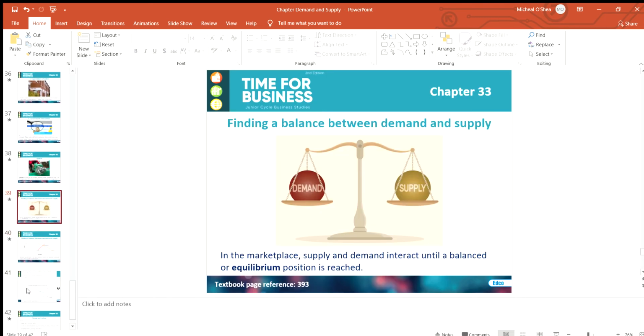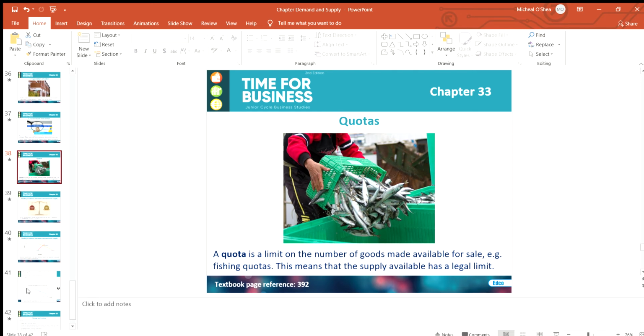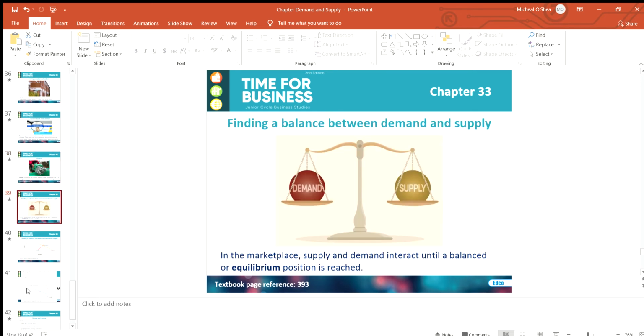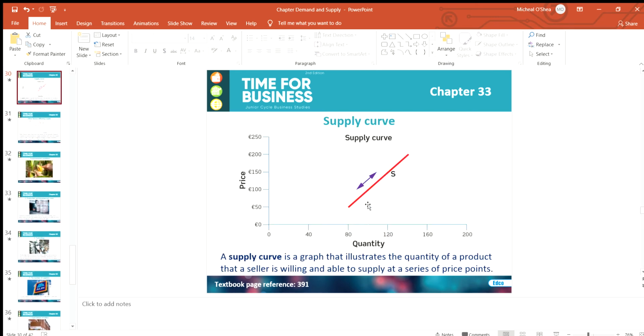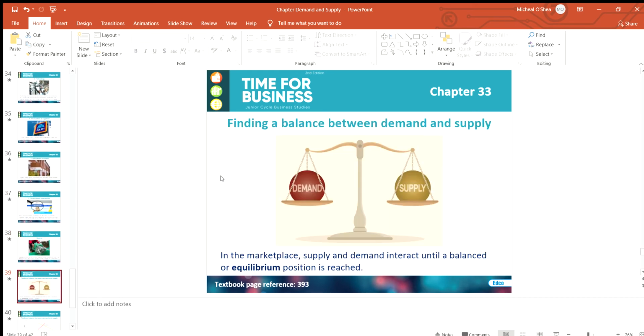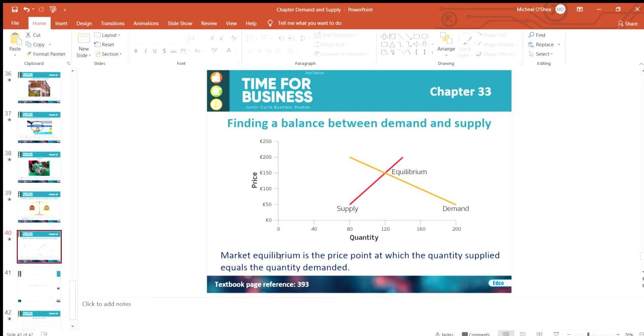Our last part is finding a balance between demand and supply, because we've done all these slides up to that point. In the marketplace, supply and demand interact until a balance, or equilibrium position, is reached. Notice that a supply curve always moves in this direction, and a demand curve will move in that direction. At some point, they'll have to meet, and that's our equilibrium. That's what it looks like here.